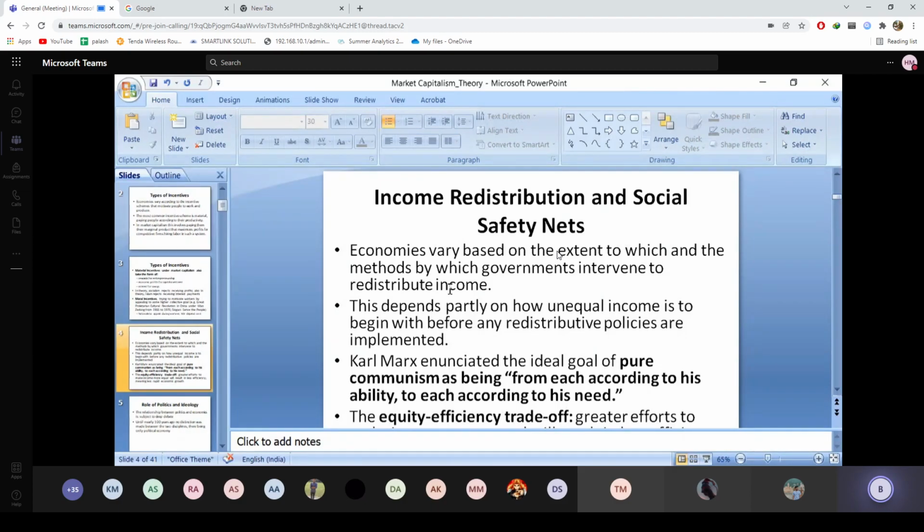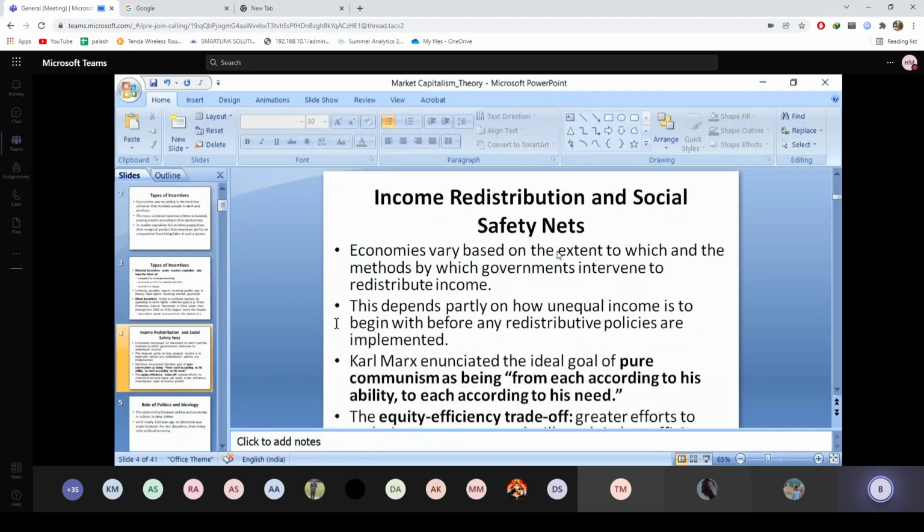Now, the interesting thing is that Karl Marx, who is the originator of the socialist systems or communism in the world, had put forward a very ideal goal, which he says is that pure communism is being from each according to his ability, to each according to his need.